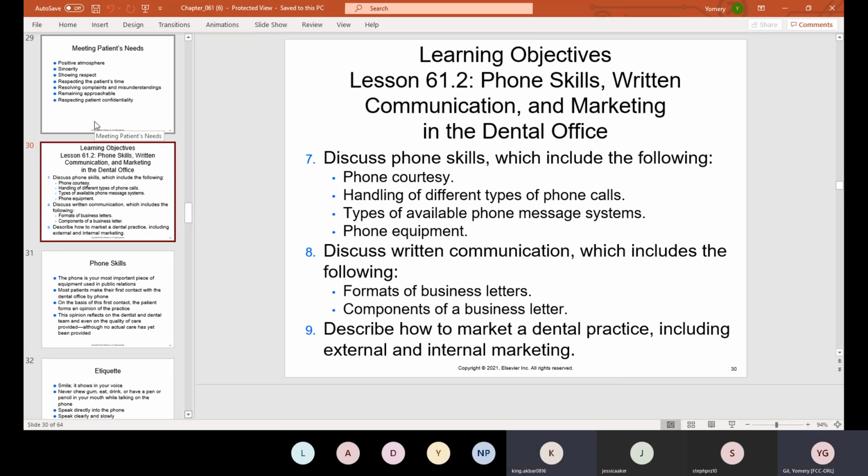Okay, moving on then. For the second part of chapter 61, we're going to be discussing phone skills, which include the following: phone courtesy, handling of different types of phone calls, types of available phone message systems, and phone equipment. We'll discuss written communication, which includes formats of business letters and components of a business letter. We're also going to describe how to market a dental practice, including external and internal marketing.